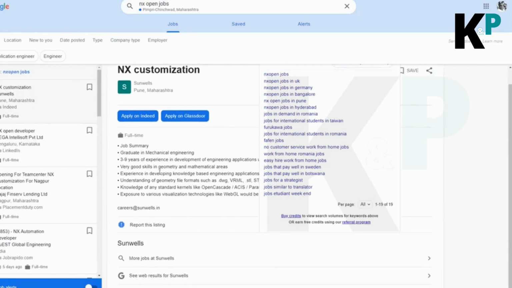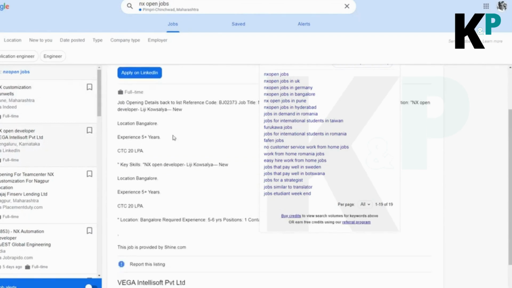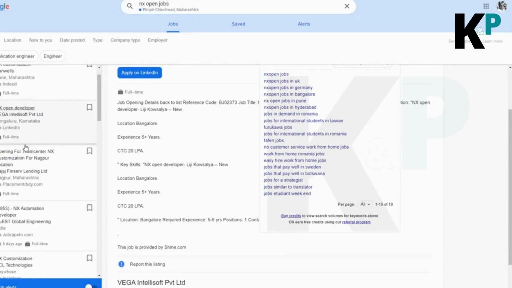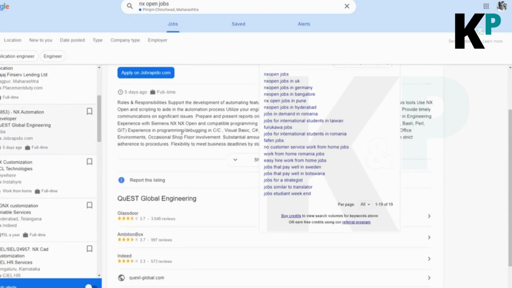The first one is Sunwells. They require 3 to 9 years of experience. Let's see this one. This is in Bangalore and experience is 5 years plus and CTC is 20 lakhs per annum. Now I will directly jump to this one, Quest Global. They are looking for C, C++, Visual Basic, C Sharp. They are okay with literally any one of the programming languages in NXOpen.